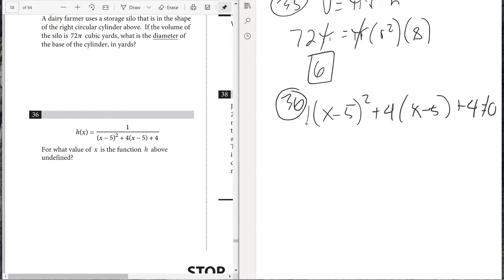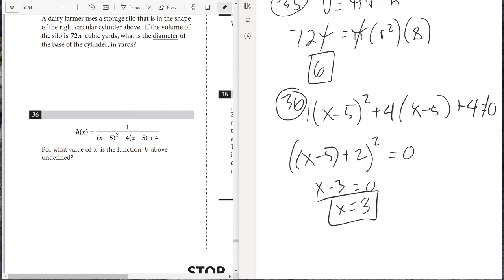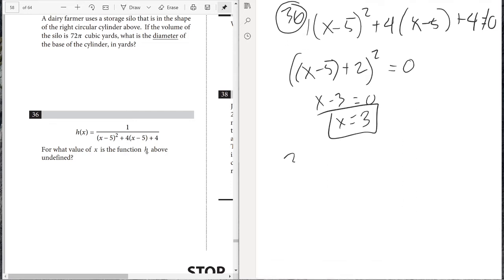Actually, this one's really interesting because I can factor that. That's just going to be x minus 5 plus 2 squared. So x minus 5 plus 2 would be x minus 3. So x would have to be 3. Let's just check it real quick. 3 minus 5 is negative 2. That's 4. And then 3 times negative 2 is negative 8. So I have negative 4 plus 4 is 0. Yeah. All right, 37.